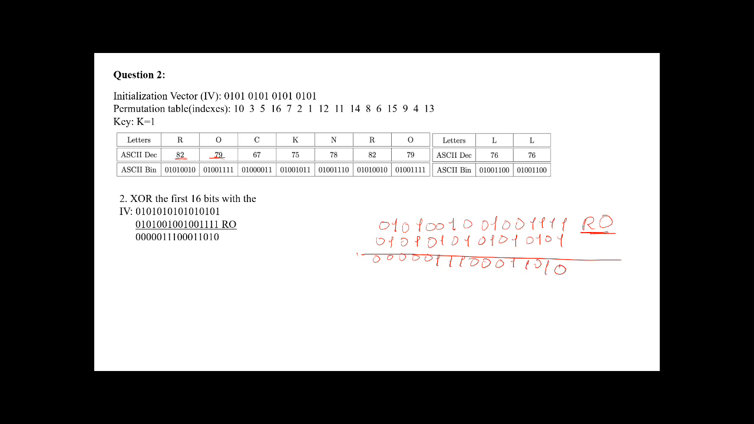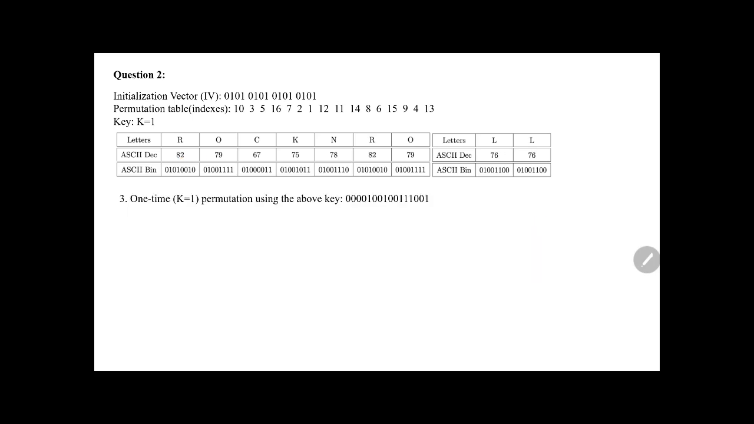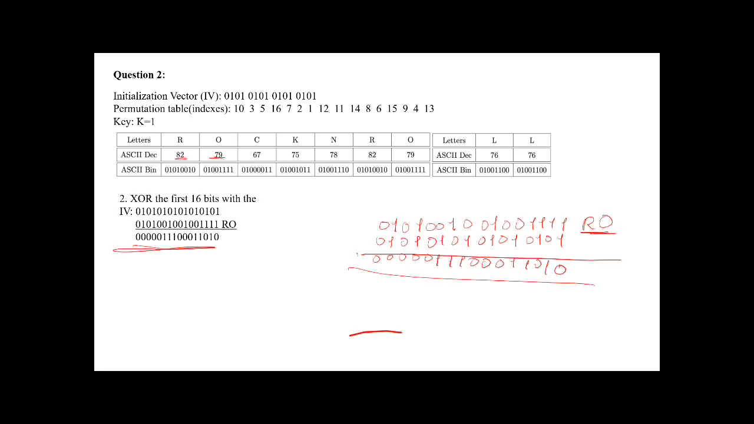Now what we will need to do is to permute. So what we'll do next is we permute this value with this permutation table. What does this mean? So the first value here is 10. It means I will go and search for, note that we start here from 1 up to 16. So we do not start from 0. So 10 here, it means I will go and search for the 10th digit here.